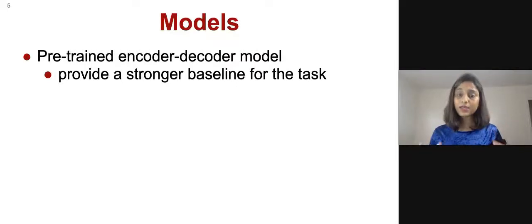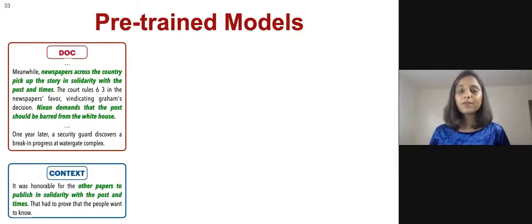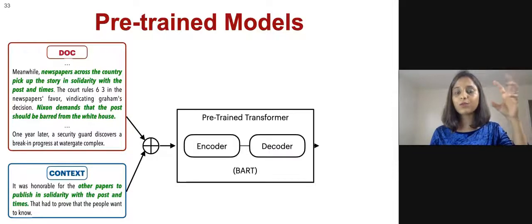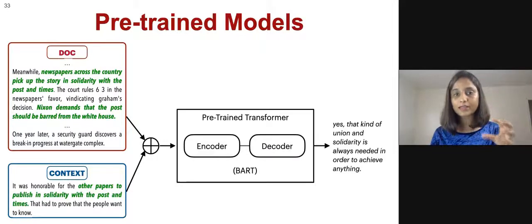This particular paper tackles the task of building good models for document grounded generation. We first present a stronger baseline for this task using a pre-trained encoder-decoder model. In the pre-trained encoder-decoder model, we concatenate the tokens of the document with the tokens of the context and pass it through the pre-trained encoder-decoder, which in our case is the BART model, to generate this response.